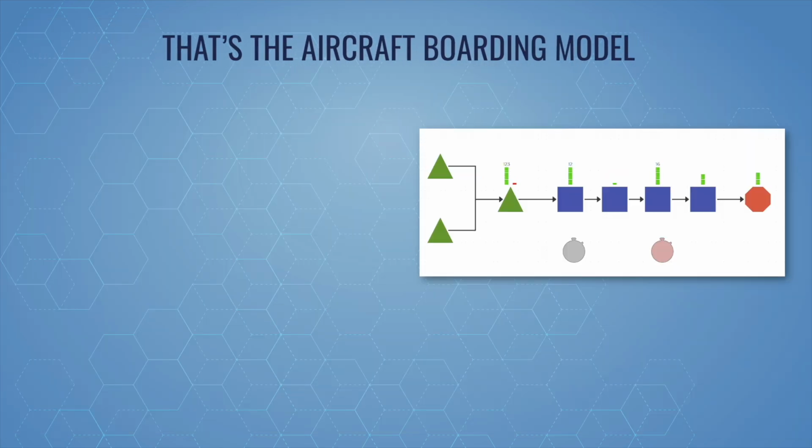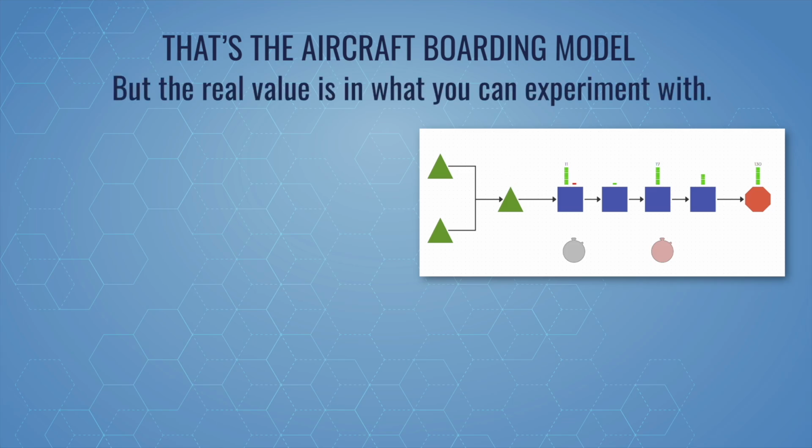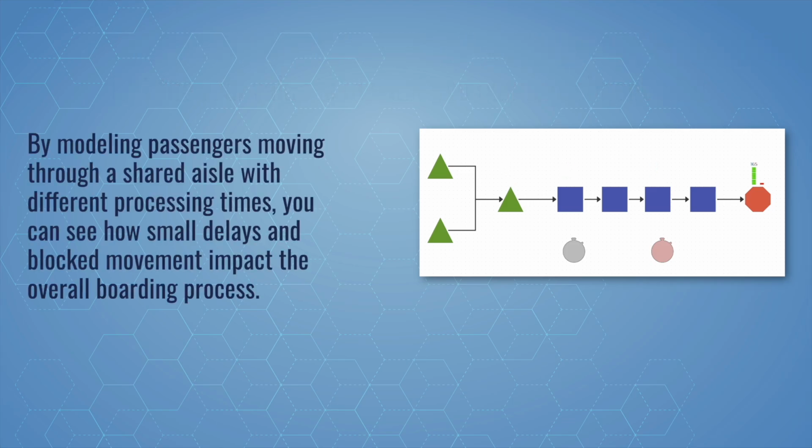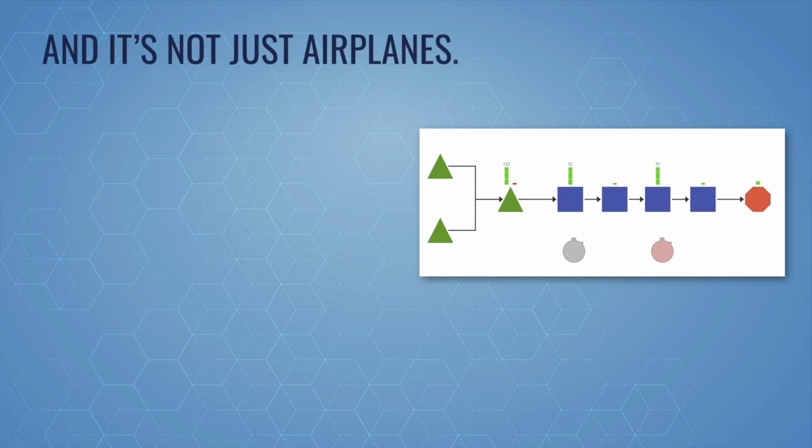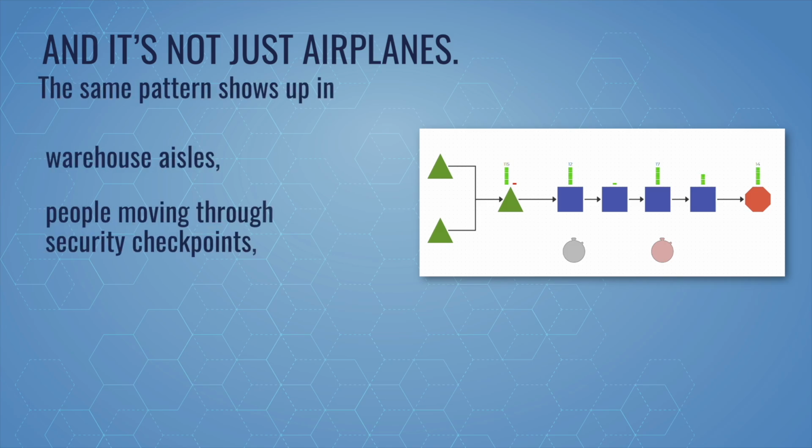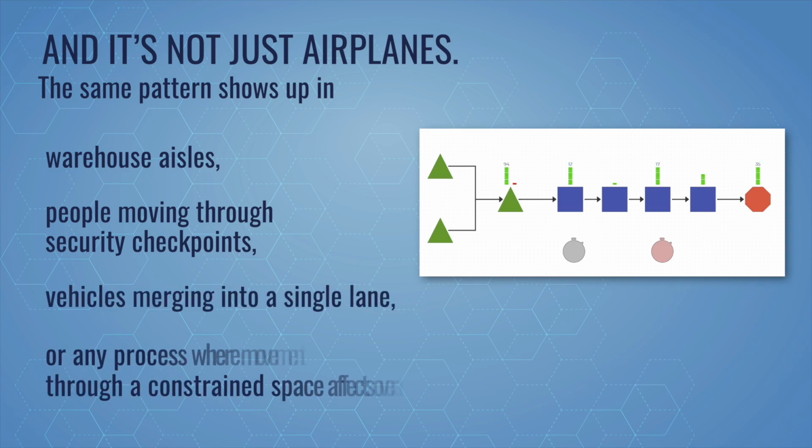So in a nutshell, that's the aircraft boarding model, but the real value is in what you can experiment with. By modeling passengers moving through a shared aisle with different processing times, you can see how small delays and blocked movement impact the overall boarding process. And it's not just airplanes. The same pattern shows up in warehouse aisles, people moving through security checkpoints, vehicles merging into a single lane, or any process where movement through a constrained space affects overall flow.